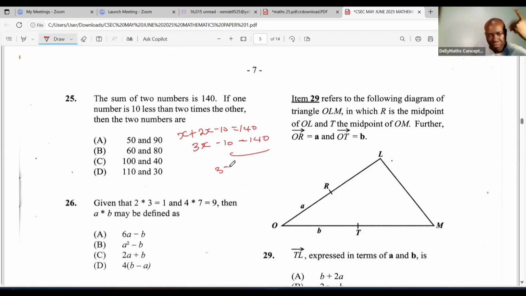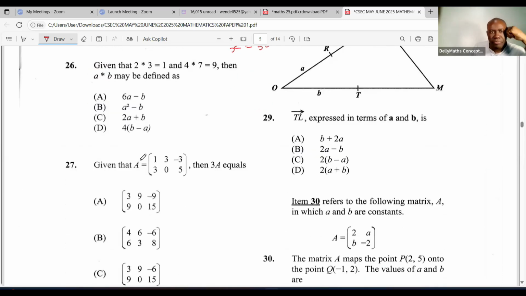Bring that across. x is equal to 50. So this is only one of them with 50. So I'm saying 50 and 90. All right, then you could check it to see if it worked. You add these two, you're going to get the 140. And then take a look at this now. You double this and take 10 from it, you get this one. So that's the answer, and there are many ways to do it. I'm just using algebra there.